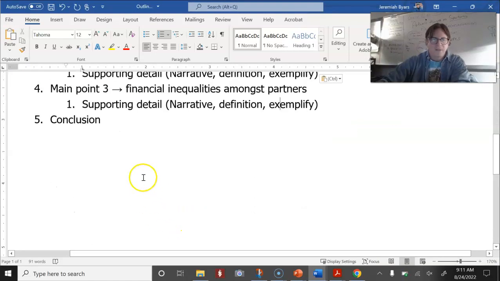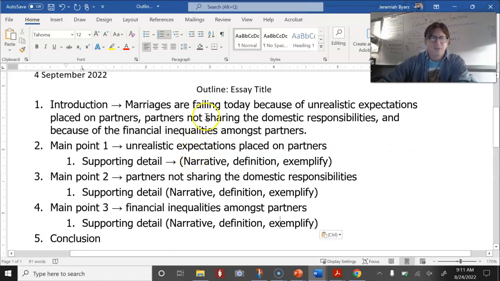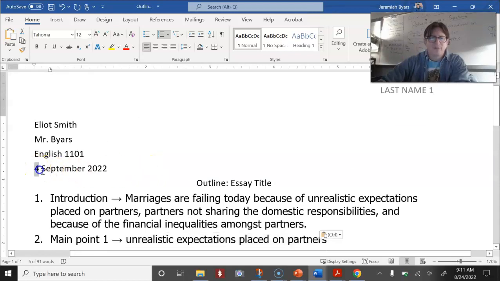All right, in conclusion, it can just be blank. Who cares about that? All right. And so you are going to provide some supporting detail in your outline. And your supporting detail should either be a narrative, something you're defining, or some sort of example to prove this point that you're making. Okay? All right, and then you'll submit it by September 4th.